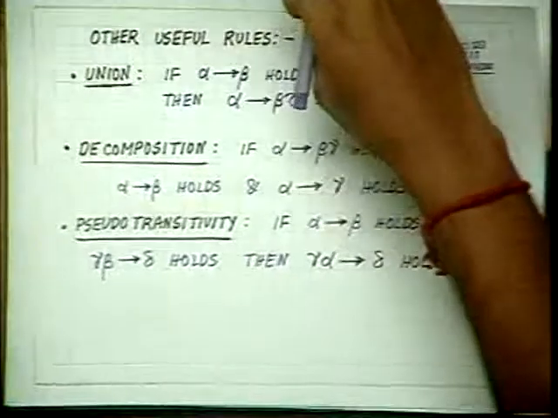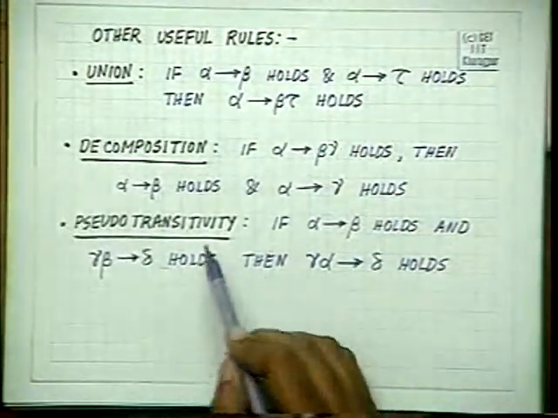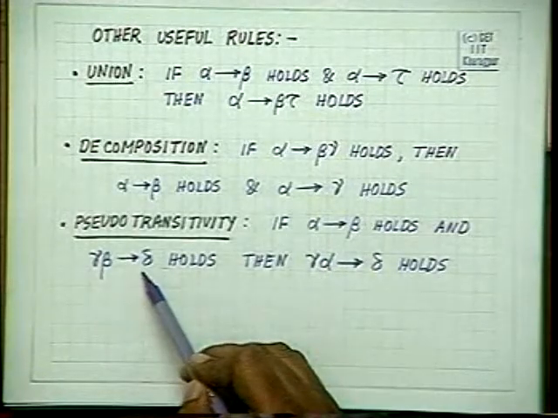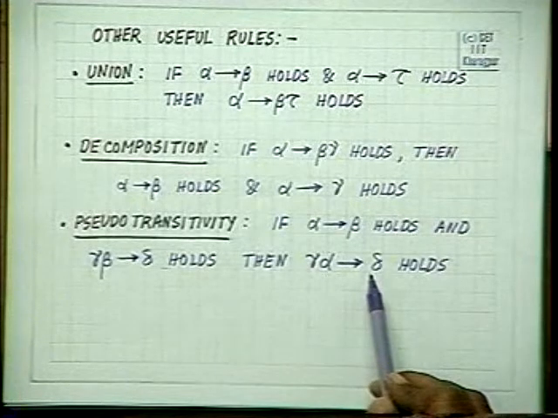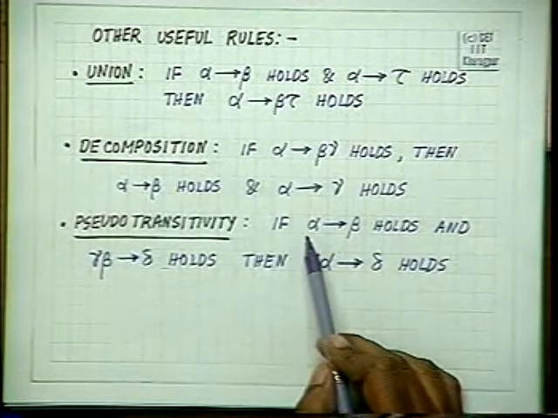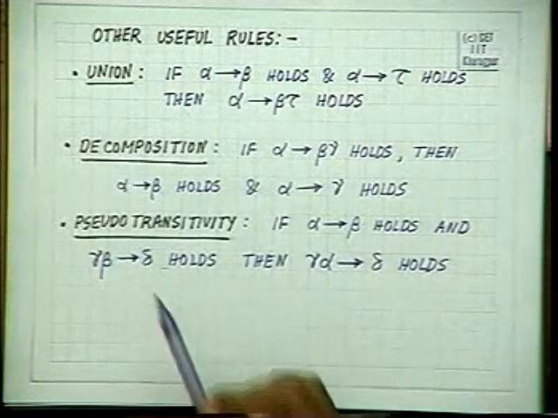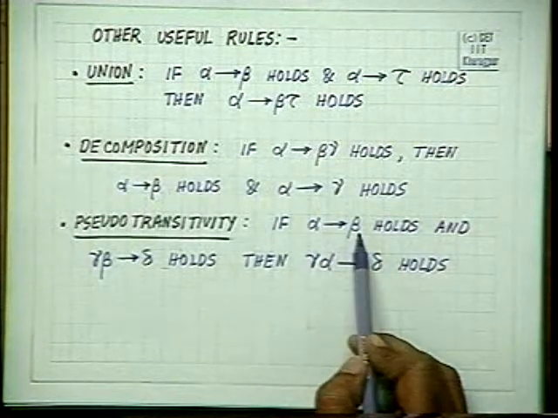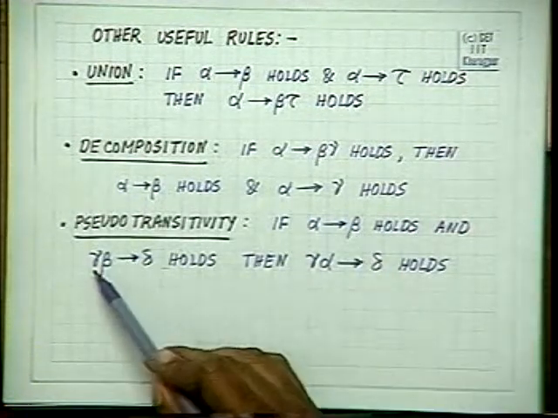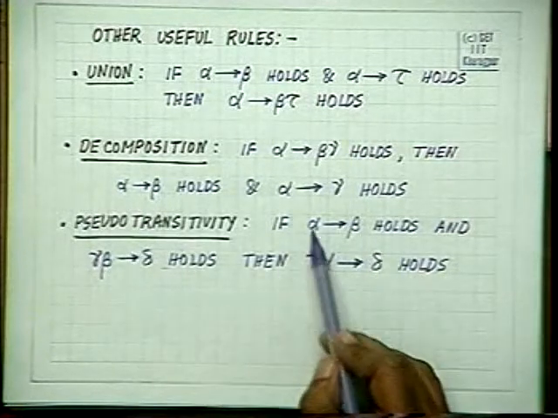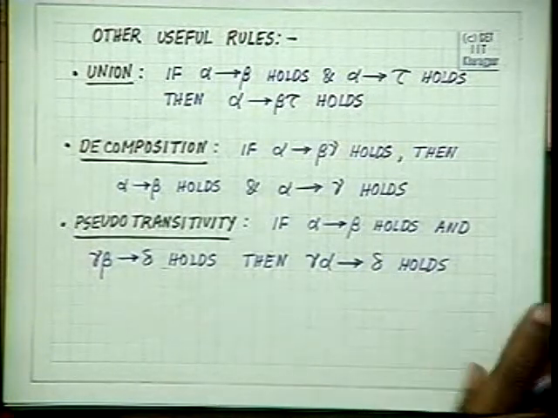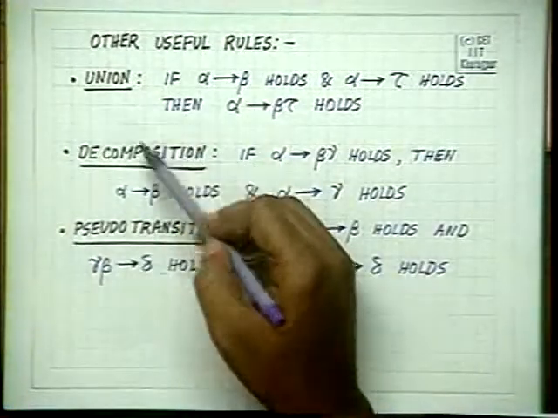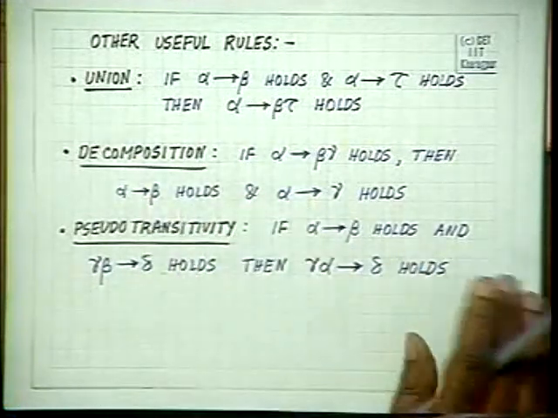And also the pseudo transitivity rule: if alpha to beta holds and gamma beta to delta holds, then gamma alpha to delta holds. This can also be proved very easily using Armstrong's axioms, because you put gamma this side and gamma this side, you will get gamma alpha to gamma beta, and you have already got gamma beta to delta, so you will get gamma alpha to delta. So, like the additional relational algebra operators, you have some additional rules.